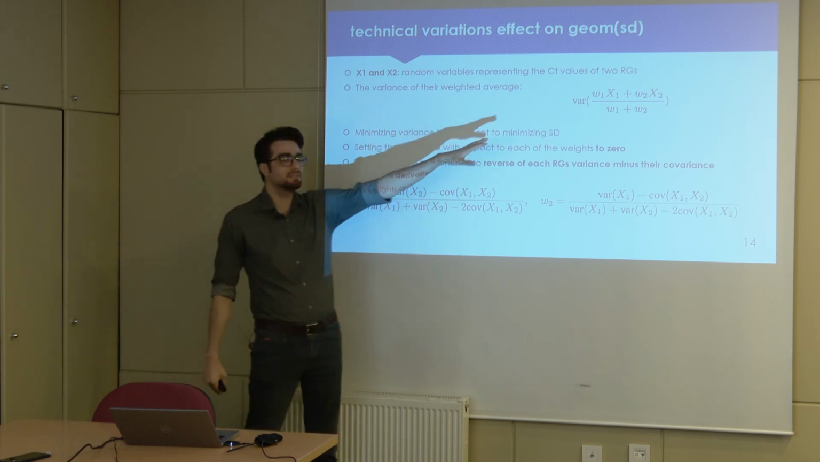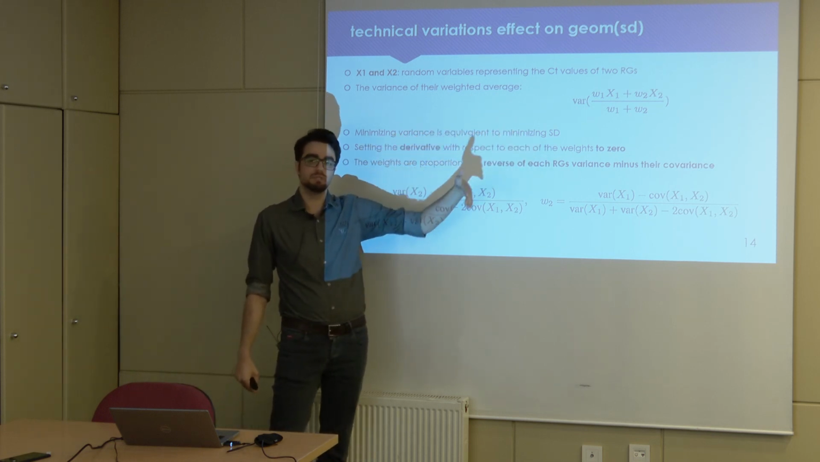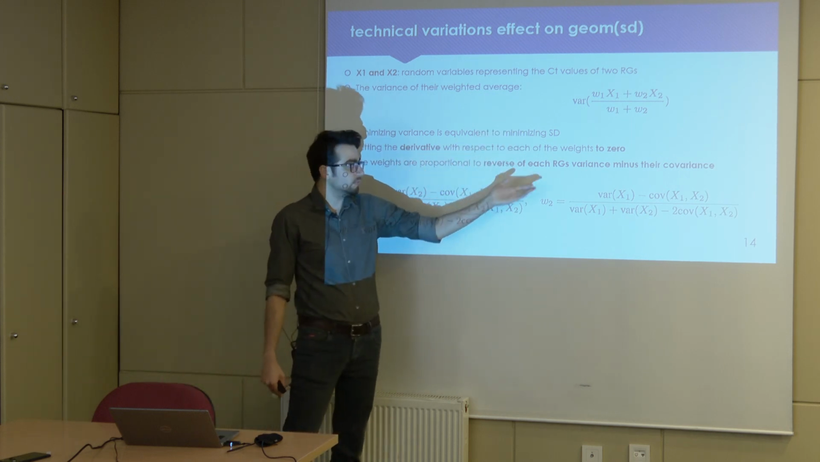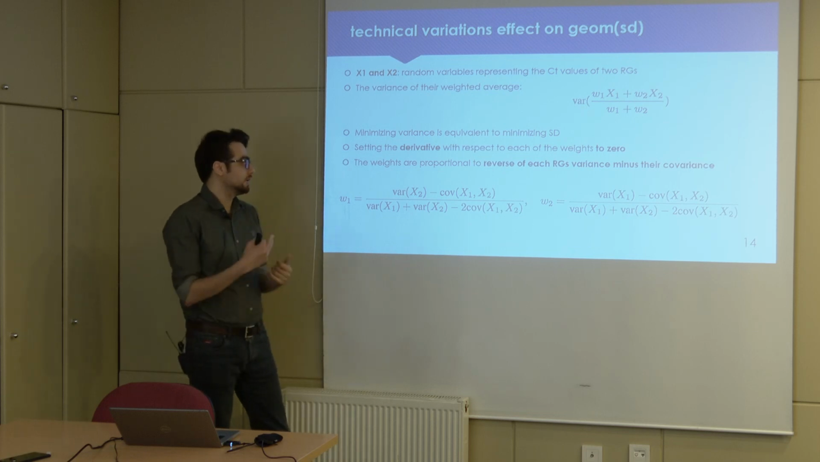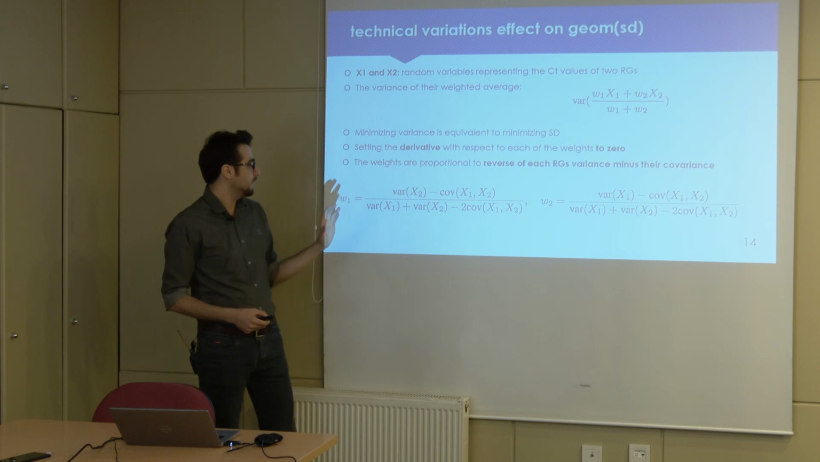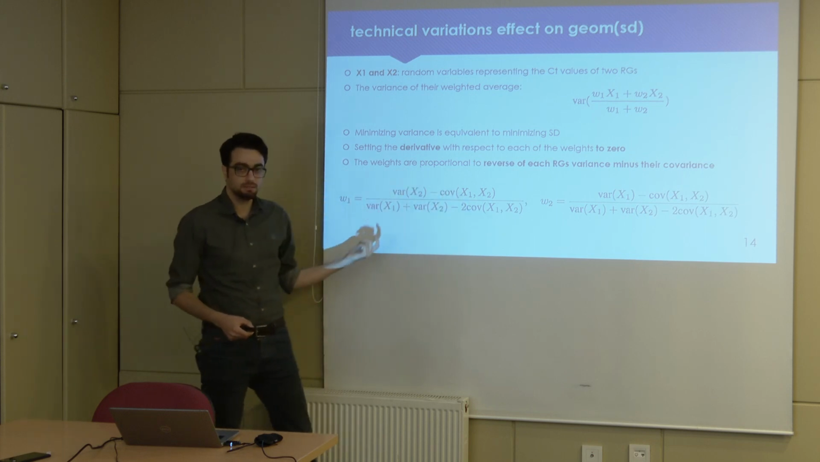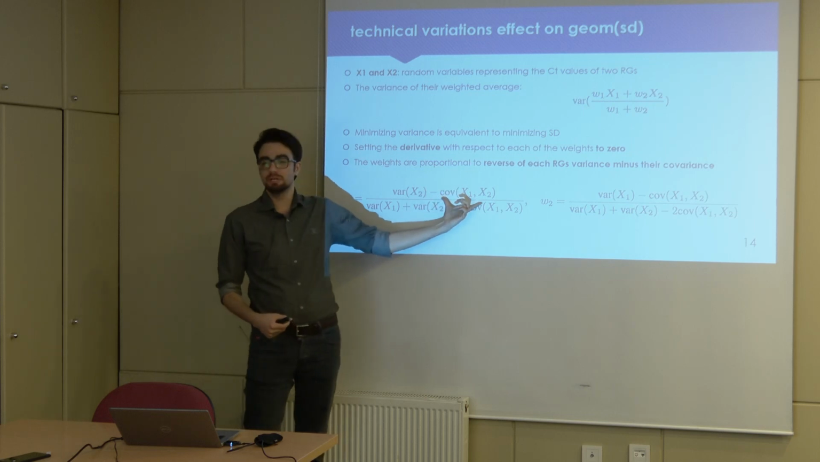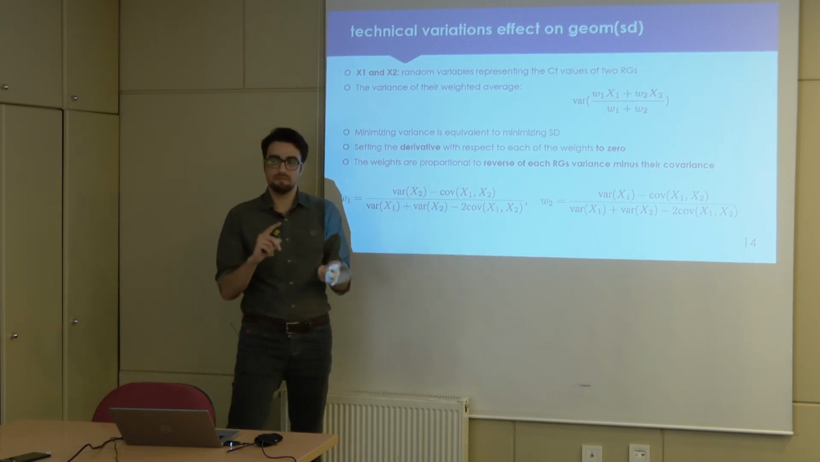So we just take the derivative of this objective function with respect to W1 and W2 and set it to 0. It can be solved. As I explained, it has a closed form solution, and the weights that are calculated at the end are proportional to each reference gene's variance minus the covariance of the reference genes.